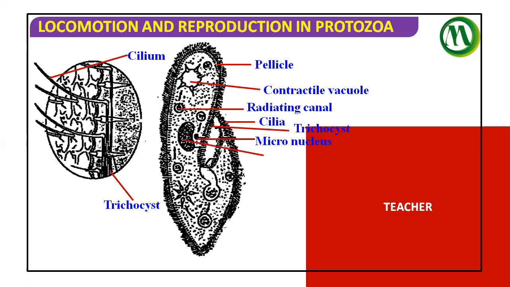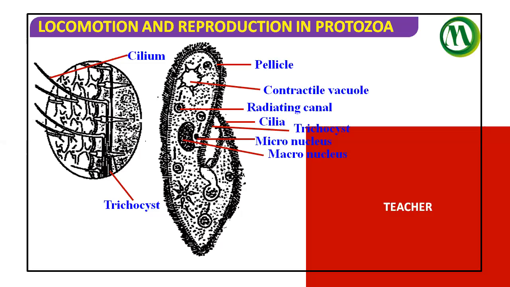The micronucleus and macronucleus: there are two nuclei here. We call such a condition nuclear dimorphism. If any organism has two nuclei of different shapes, we call that condition nuclear dimorphism.